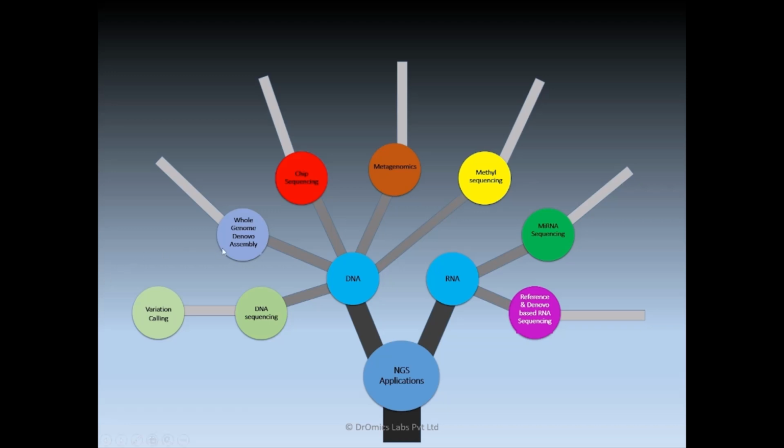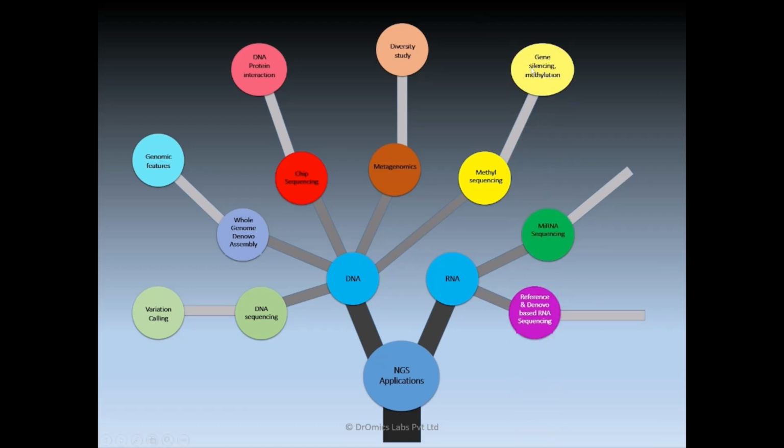In whole genome de novo assembly, we can study genomic features and find out the gene information. In ChIP sequencing, we can study DNA-protein interaction, and you can find out histone information also. In metagenomics, we can study the diversity amongst different organisms, or we can say from the community of organisms. And methyl sequencing is very famous for gene silencing studies. If you are interested in studying the methylated region, you can go with methyl sequencing.